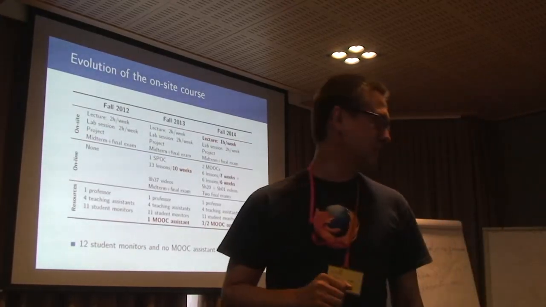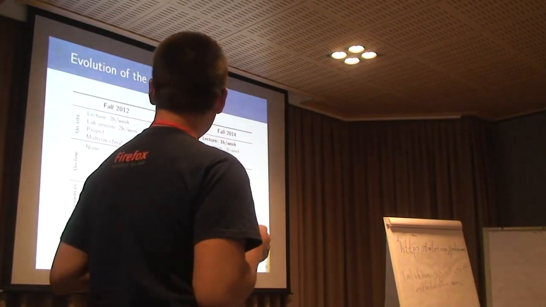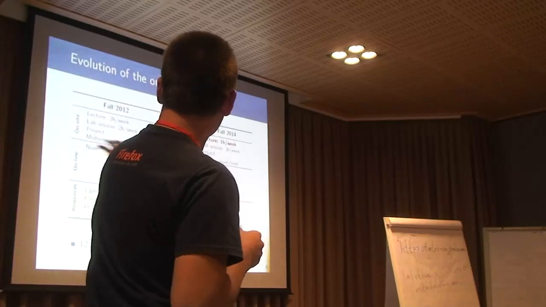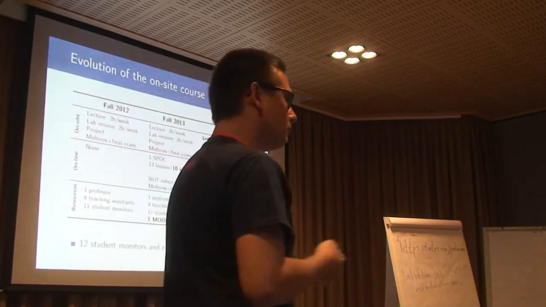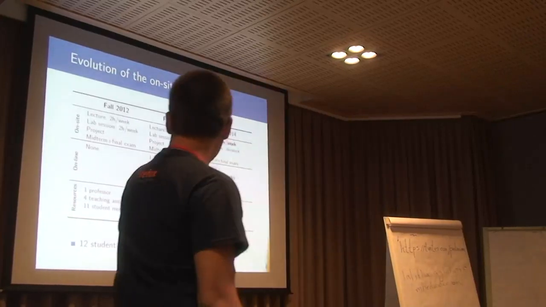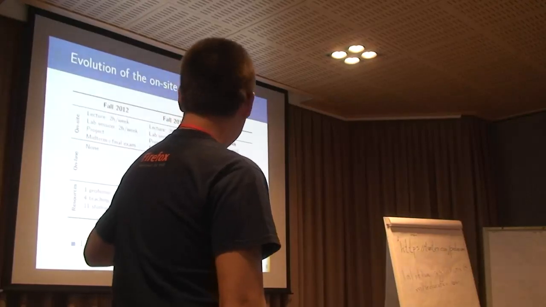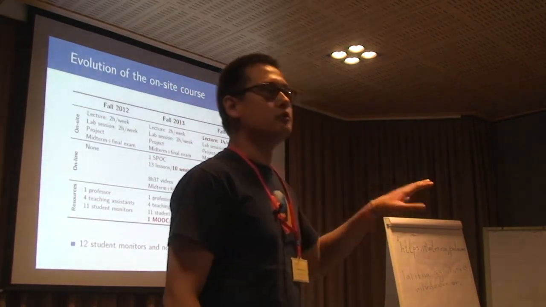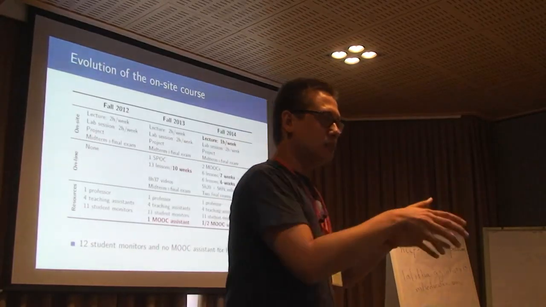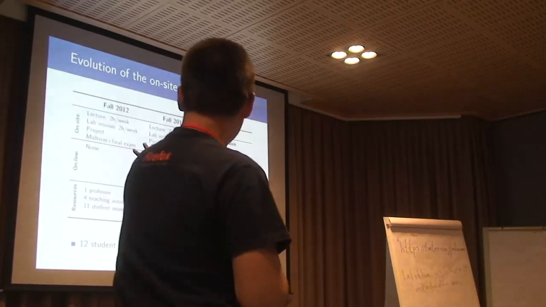So let me show you the evolution for the on-site course. We will focus on the resource part that is required for our on-site course. So before the MOOC transformation, we had one professor for the course, four teaching assistants, and then 11 student monitors. So it's a course given to 300 students, and they are working in small groups with a student monitor for the exercise part. So that was initially.